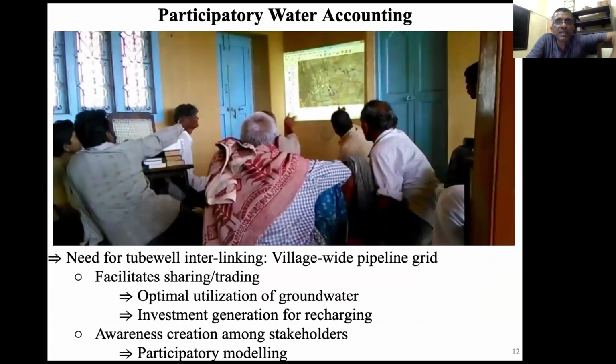All these calculations we did. And what is the solution finally? Why do we model? In the hope that we can use that model to try out various scenarios and identify one that gives the results that we want. And that is the solution. In this particular case, we are saying interlinking wells so that people can share or sell water to each other.